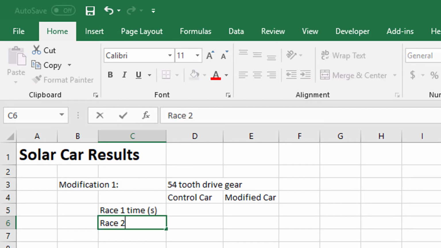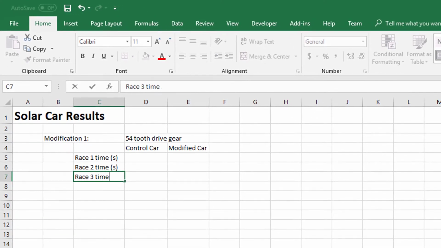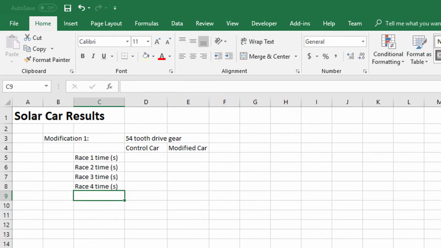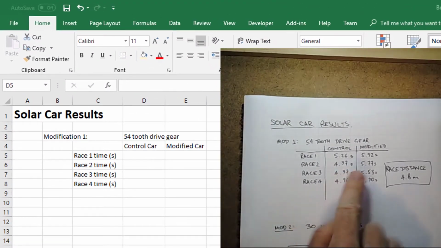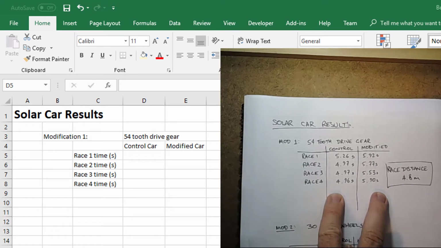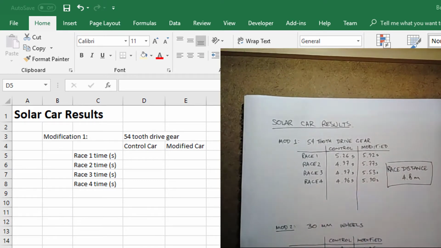Let's do that. Race 2 time in seconds. Race 3 time in seconds. And race 4 time also in seconds. Okay, so now I can start to put my data in. So here's my data over here in my table, and I'm just going to type that data into here.